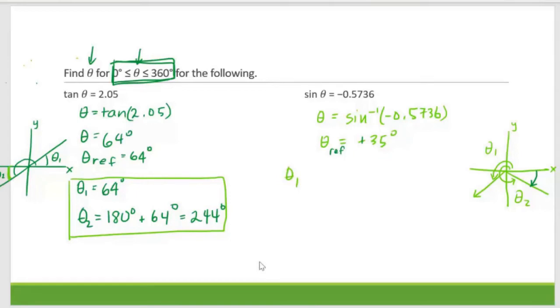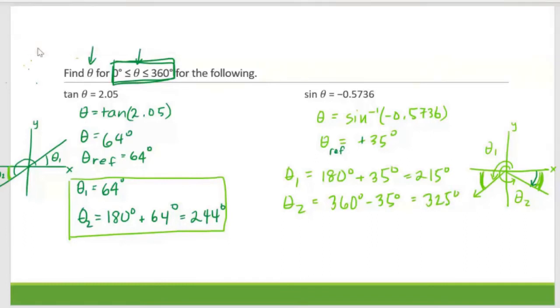All right, so theta 1. Theta 1 is the quadrant 3 angle. So the reference angle is down from the positive x-axis. And theta 1 is 180 degrees plus 35 degrees, which takes us to 215 degrees. Theta 2 is 35 degrees shy of being 360 degrees. So we'll take 360 degrees and subtract 35 degrees to get a value of 325 degrees.